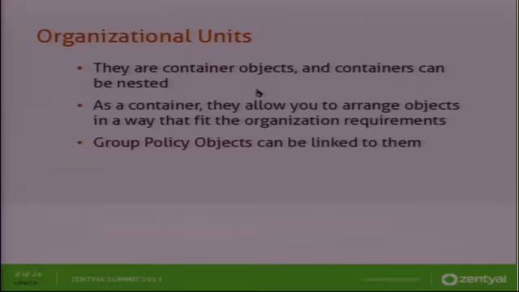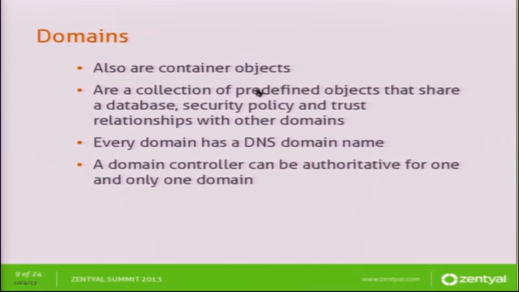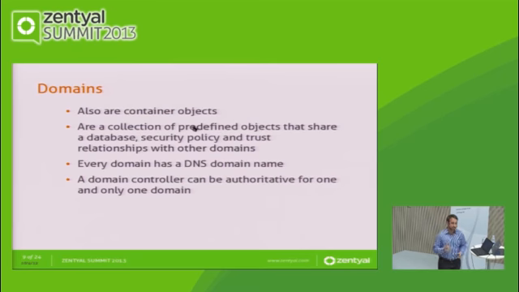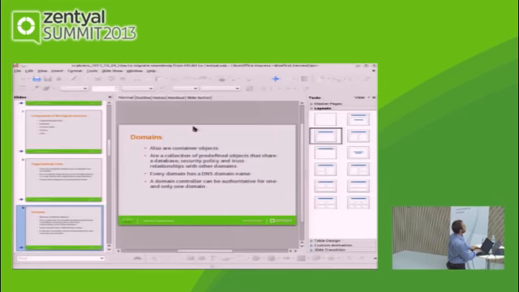Okay. Next one, domains. A domain is a collection of objects that are defined by the system, but it's also a container. It's a container with a collection of predefined objects created by the system that share a database and a security policy. Here, we are going to have a look at the domain container. This is our domain container. The object class here is domain and domainDNS, and it has a lot of attributes.